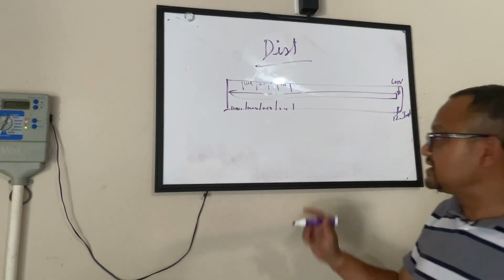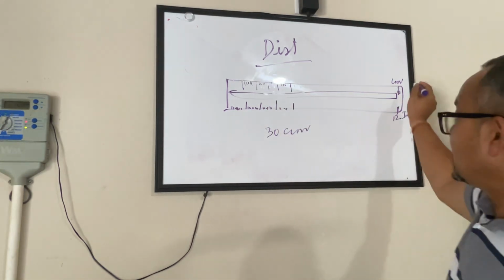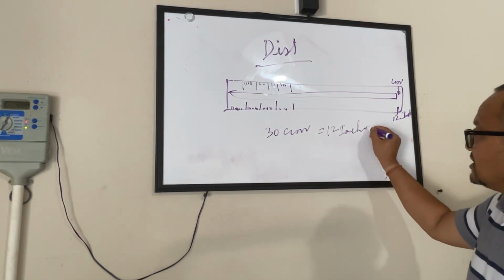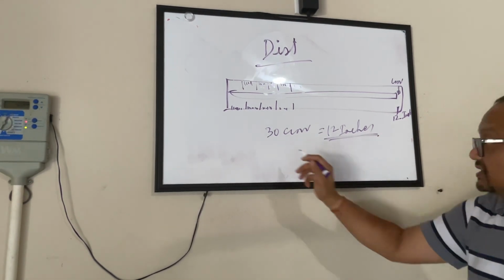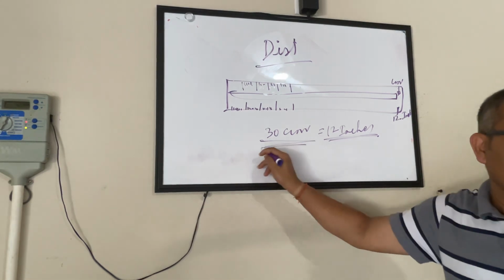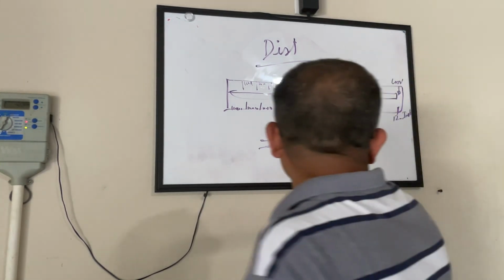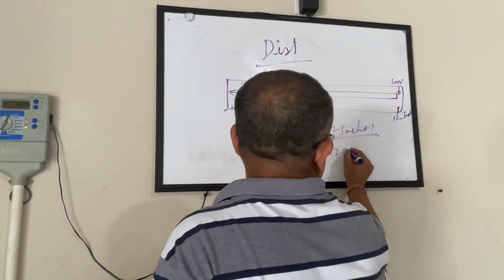What you see there is approximately 30 centimeters on this side equal to 12 inches. So inches come from the US customary system. This is coming from the metric system, centimeter. So here there is one relationship: 30 centimeters equal to 12 inches.